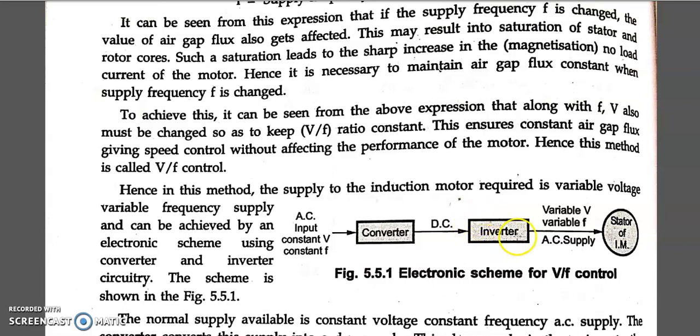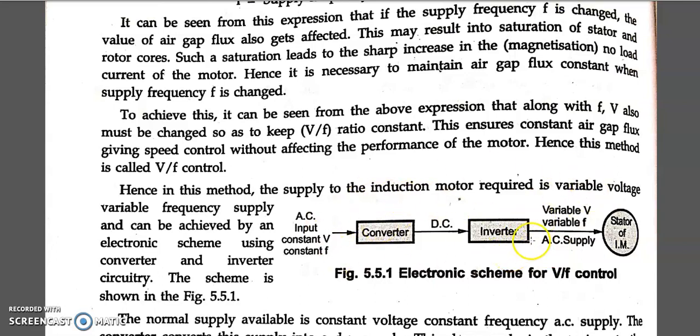Again, DC is given to the inverter, and the inverter converts DC to AC. This inverter is of variable type; its output you can control in terms of voltage as well as frequency. This is the setup you require to have variable voltage and variable frequency so that I can feed the stator of the induction motor. Thus, by controlling the V/F ratio and maintaining it constant, I can vary the frequency to any desired level. So we can control the speed of the induction motor.